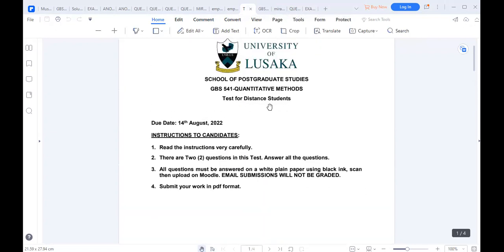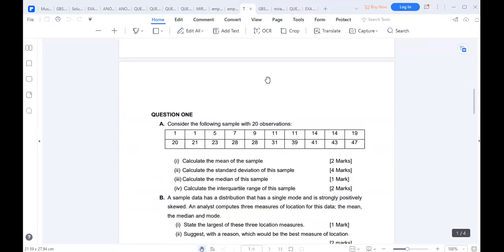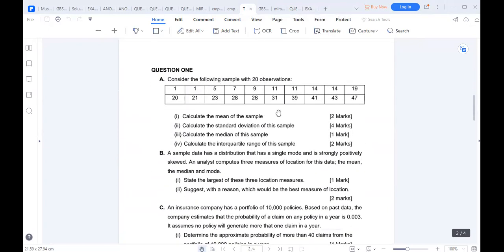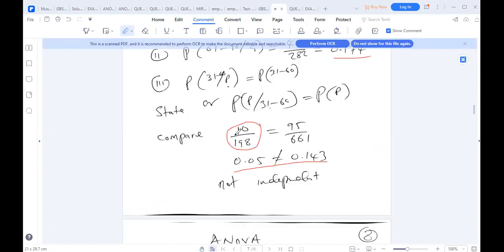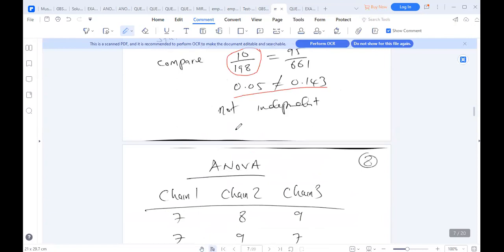the distance test. First question, we are given 20 observations. We're asked to find the mean, the standard deviation, the median, and the quartile range. Now, like I said, you can input the data using the calculator by pressing mod 2 and start entering them. 1 M plus, 1 M plus, 5 M plus, going upwards until you enter all the data. Entering all the data will give us the following output.